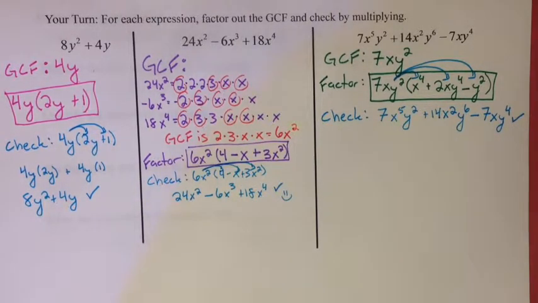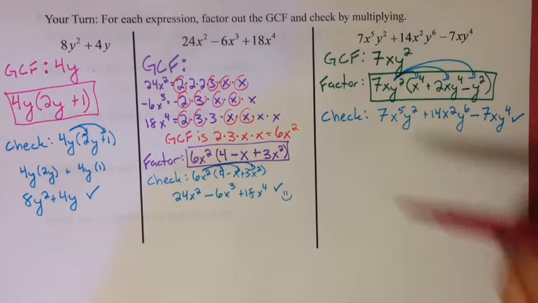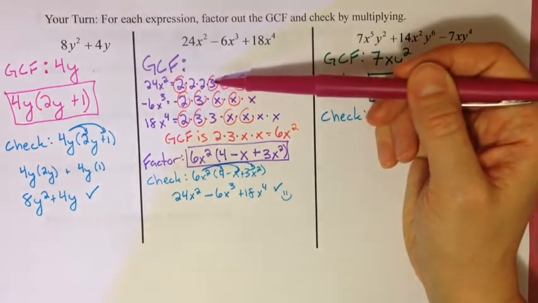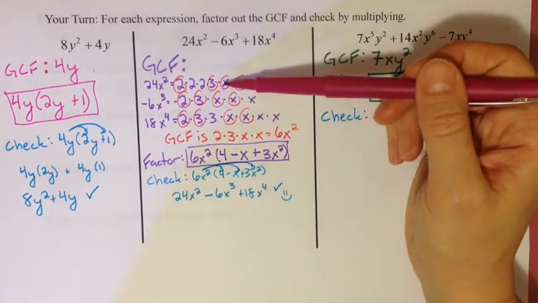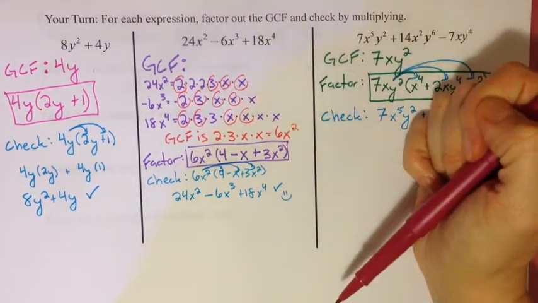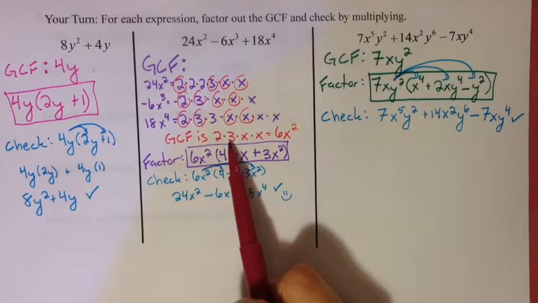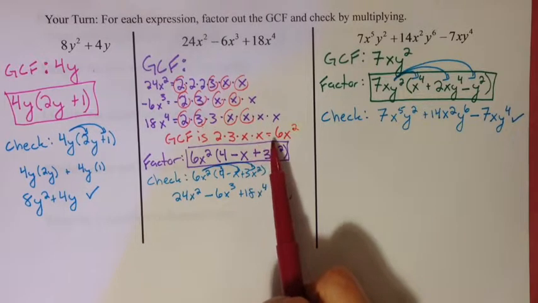Now that I have all of the factors listed, I can visually check to see which ones they have in common. It looks like every single one of these 3 has a 2, each one has a 3, and each one has 2 x's. But that's all that they have in common. That makes my greatest common factor 2 times 3 times x times x, or 6x squared.